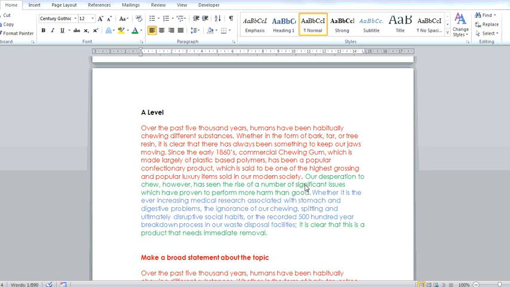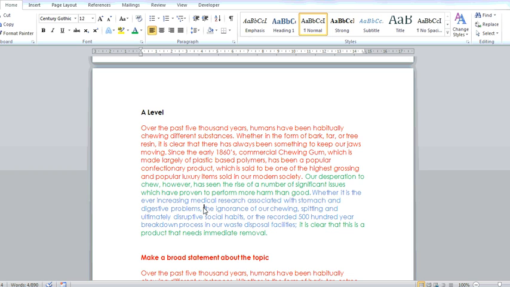When I come down to this side, they've done the exact same thing, but it's much more subtle and much more informative. Let's look at this. Whether it is the ever-increasing medical research associated with stomach and digestive problems. Okay, what have they essentially said? They've said that they're going to be talking about health, yes. However, they've used some more specific terms. Increasing medical research, stomach and digestive problems. Straight away from reading this introduction, I've got a much stronger sense of what this student is going to be talking about in their first paragraph than I did for the C level or the B level.